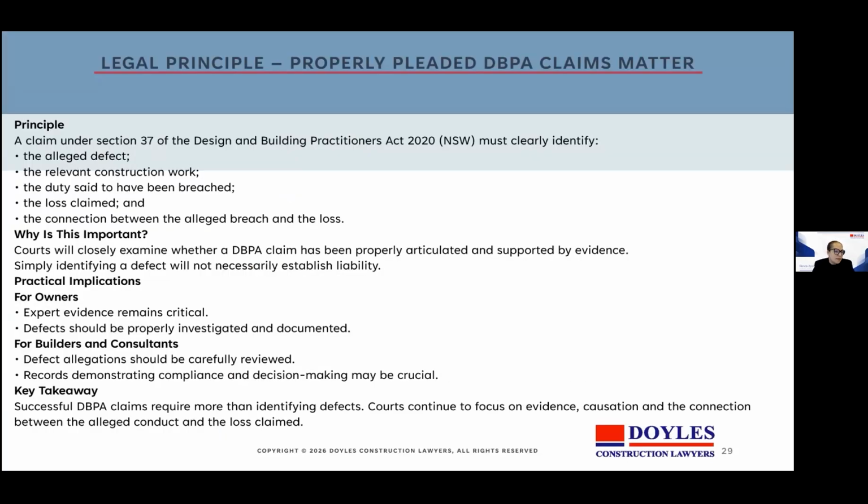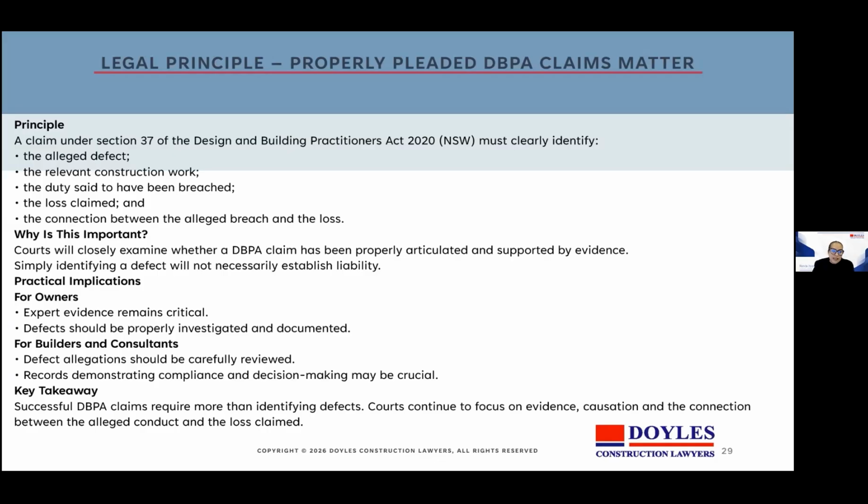Properly pleaded DBPA claims. So under Section 37 of the DBPA, a claim must clearly identify the defect, the relevant construction work, the duty, the loss claimed, and the connection between the alleged breach and the loss. So the courts will closely examine whether a DBPA claim has been properly articulated and supported by evidence. So simply identifying a defect will not necessarily establish liability.